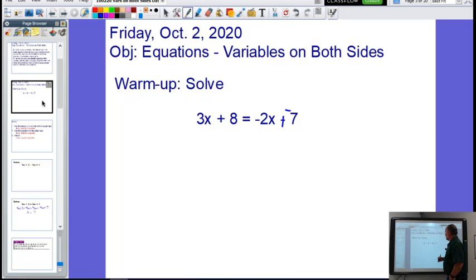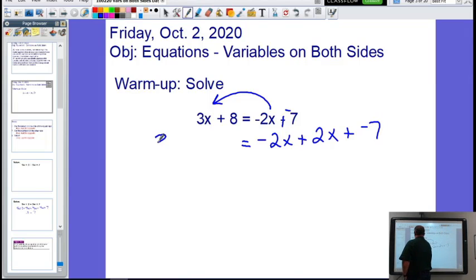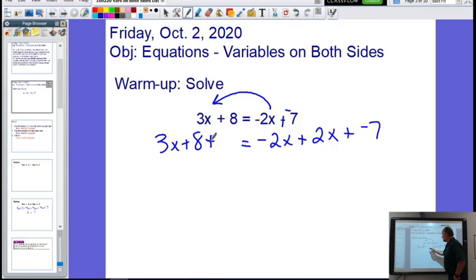Okay, so in this particular one right here, I need to move this negative 2x over to be with the 3x. So I start at the equal sign. Since I'm moving something from the right side to the left side, I have to start on the right side. So negative 2x plus, and then the thing to move that is positive 2x. I add the opposite, and then plus negative 7. Then I come over to the left-hand side, and I write 3x plus 8. I write that entire expression down, plus, and then I add the new thing that I added on the right-hand side, which is the 2x.